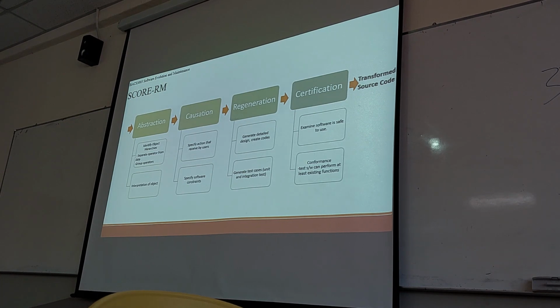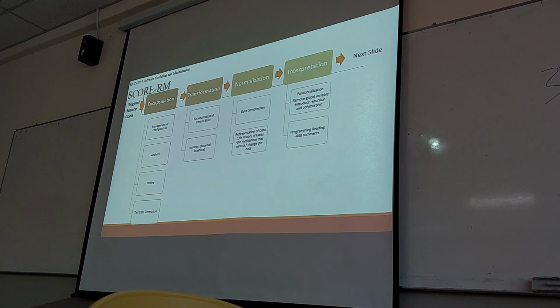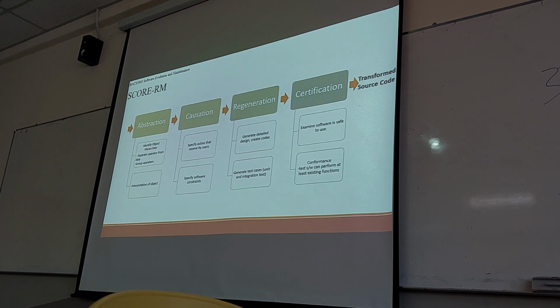Causation, this stage is a bit special. Why? Because from the first stage until abstraction, all of this is reverse engineering, to understand the existing system. However, from causation on, this stage is a bit special. In this stage, there is reverse engineering activity and also forward engineering activity. Causation specifies the functions which are needed by the user to fulfill a certain requirement, and also specifies the software constraints.